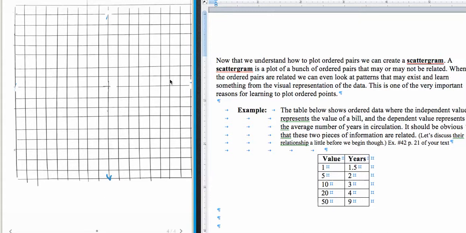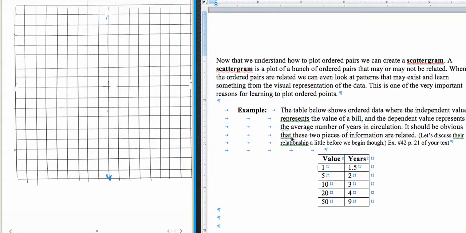So the points are going to show us maybe possibly very important information, and that's the reason for learning how to do a scattergram. So we're going to do this using the example over here on the right side of the page on the notes, and we're going to be looking at values of an independent variable which represent the value of a bill, like a dollar bill or a $5 bill, $10 bills, and $20 bills, and $30 bills. And the dependent value is representing the average number of years in circulation.